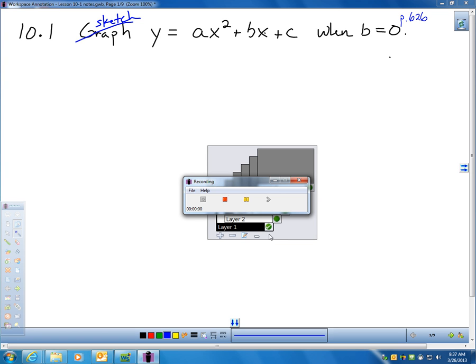Hi, and we're going to start Chapter 10 today. I'm on page 626. Chapter 10 is quadratic equations and functions. We're going to start off in section 10.1. You can turn ahead right now to page 628.